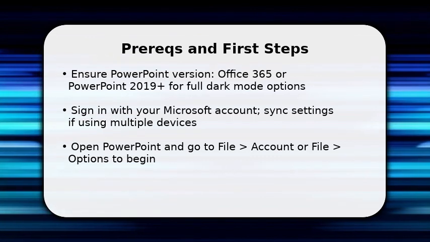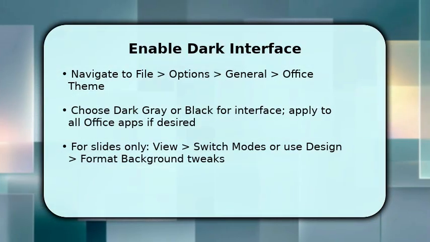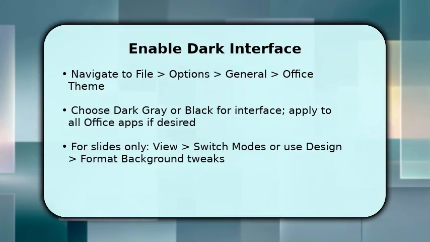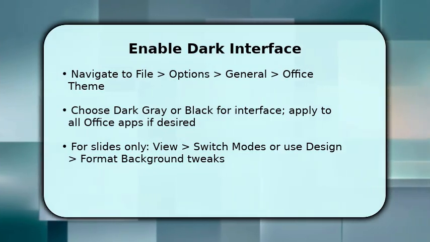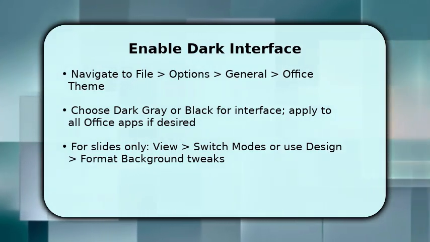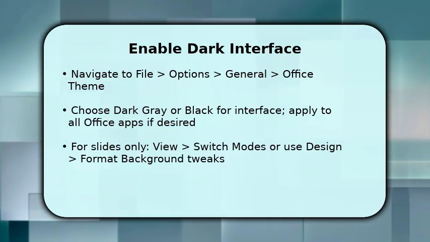Now change the interface theme. Go to File, Options, General and find Office Theme. Select dark gray or black to switch the whole app to dark mode. You can apply the same theme across Office apps if you want consistency.